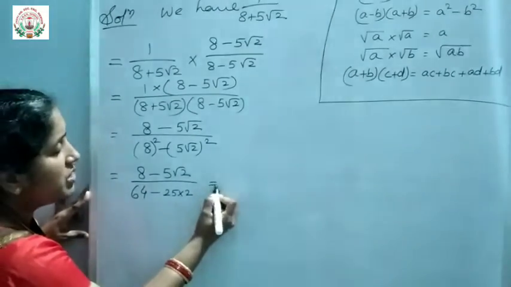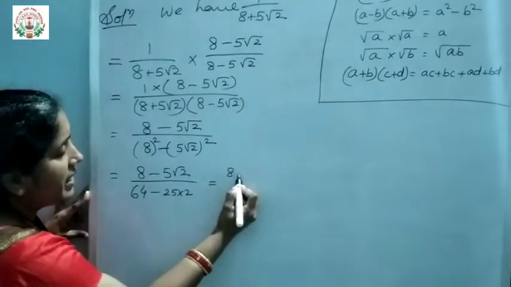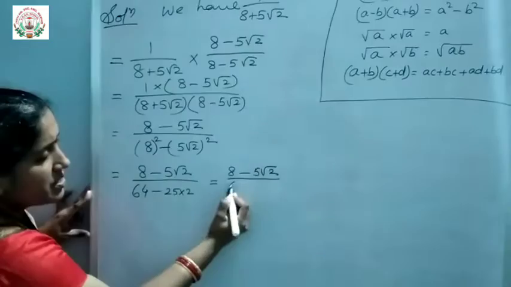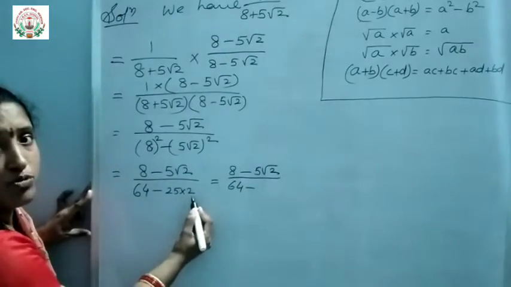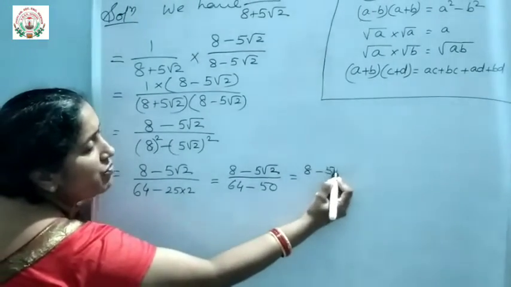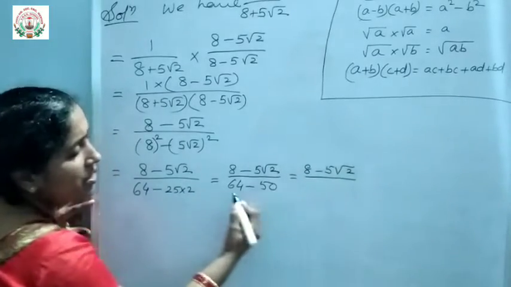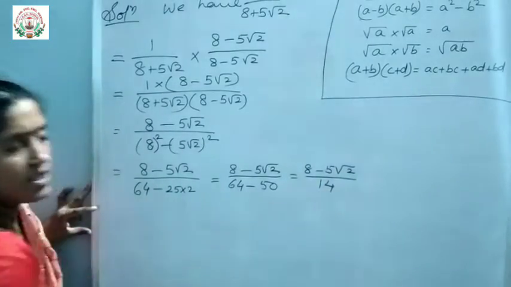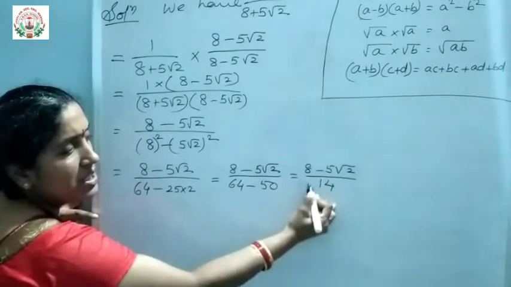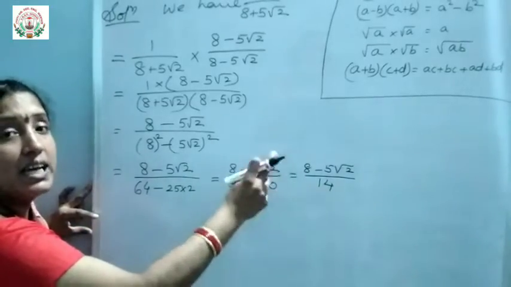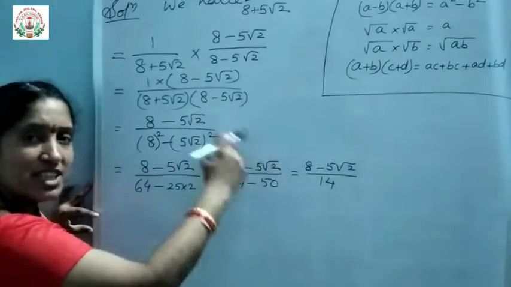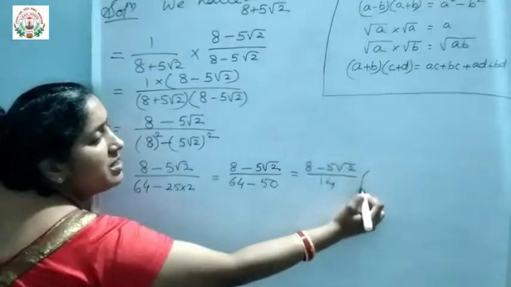Now that is equal to how much? You can write here 8 minus 5 root 2 upon what? 64 minus 25 into 2, that is 64 minus 50, which is 8 minus 5 root 2 upon 14. Now you can see the denominator is a rational number, not an irrational number. That means rationalization has been done. So this will be the answer.